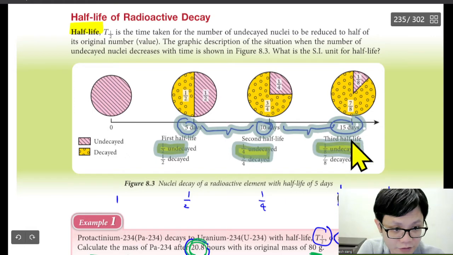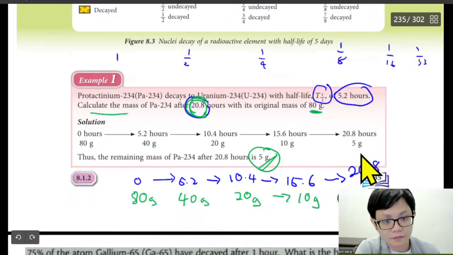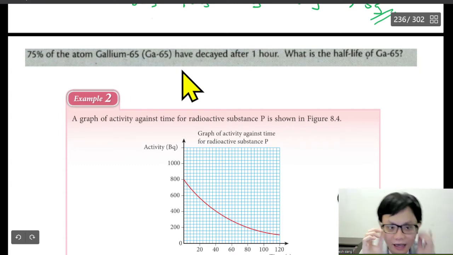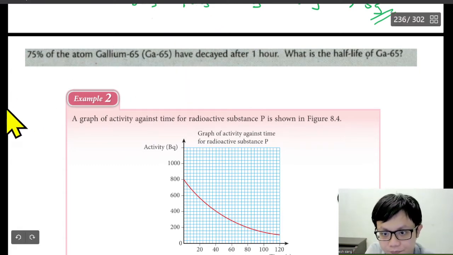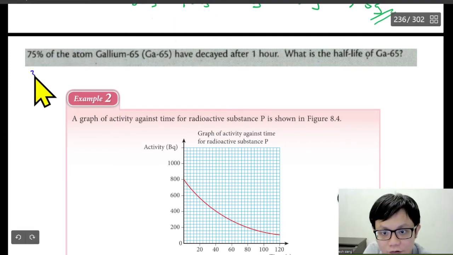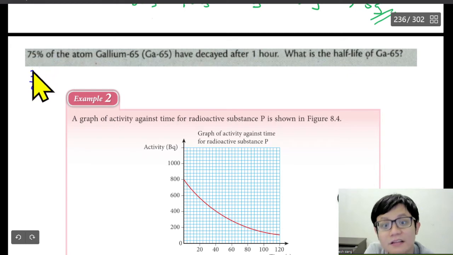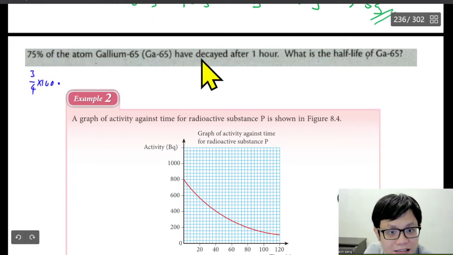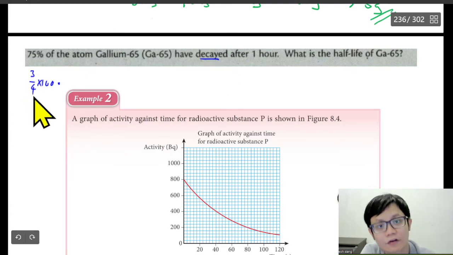Let me erase this one first. 75% of gallium have decayed after 1 hour. What is the half-life of gallium? 75% is actually 3/4. 75% is 3/4 times 100, of it is decayed, so it's 3/4.